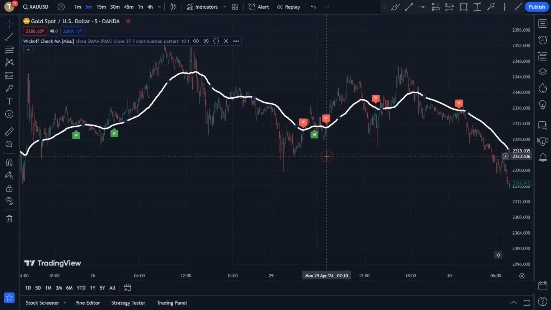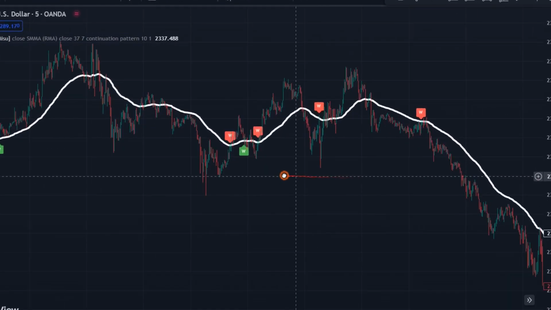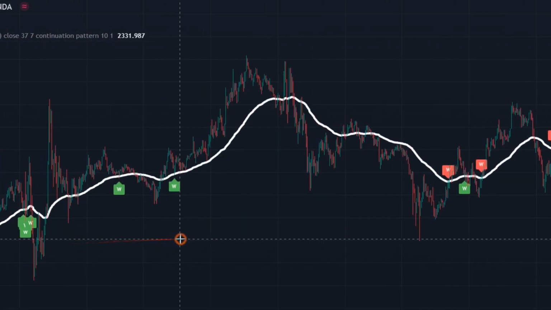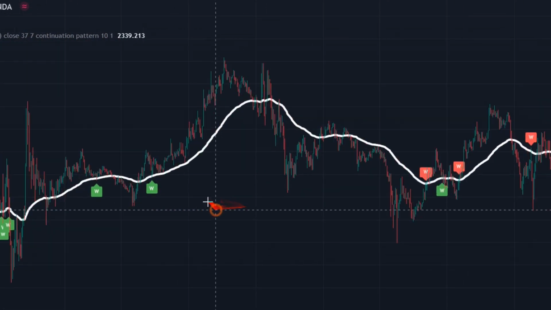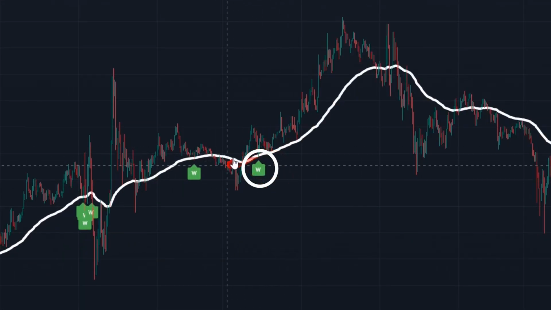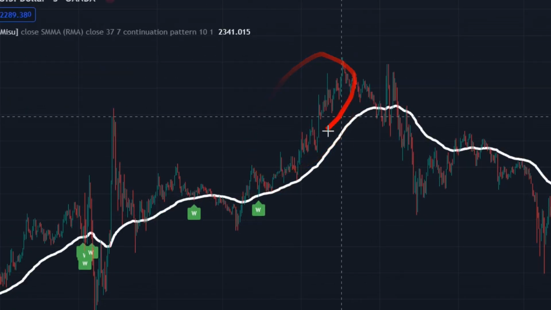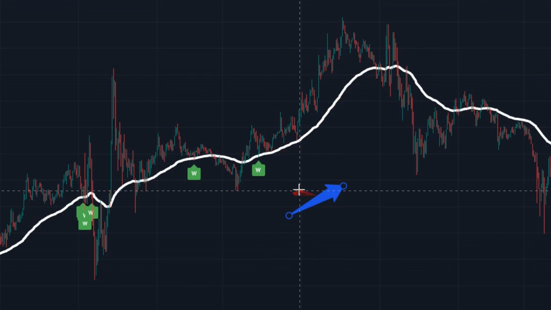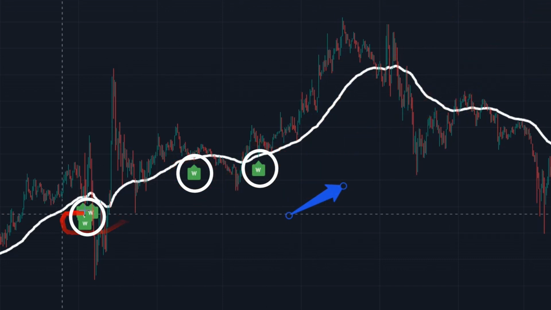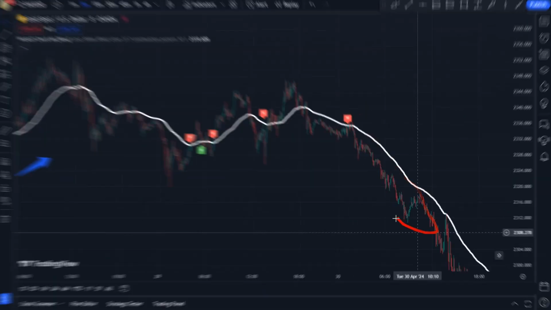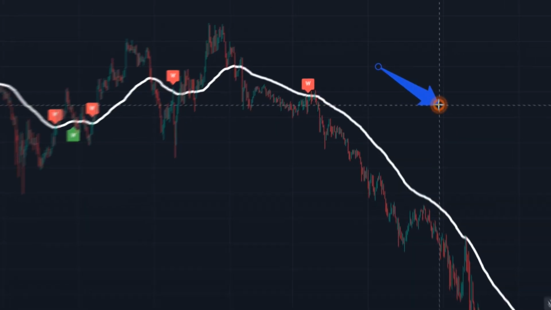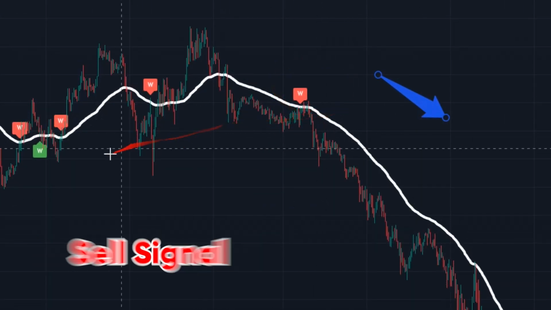Now, this indicator is suitable for this strategy and needs a little explanation. As you can see, this indicator is used as a tool to identify trends. When candles are above the MA line, we consider the trend as bullish and look for buy signals. When candles are below the MA line, we consider the trend as bearish and look for sell signals.